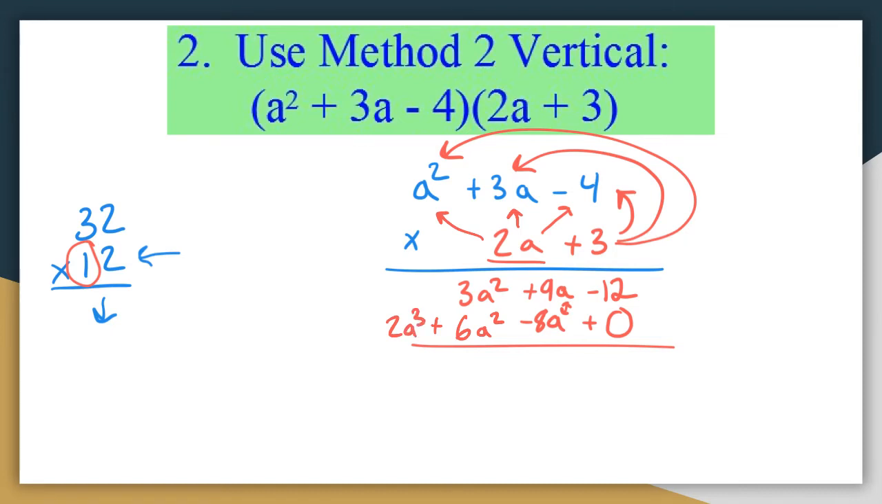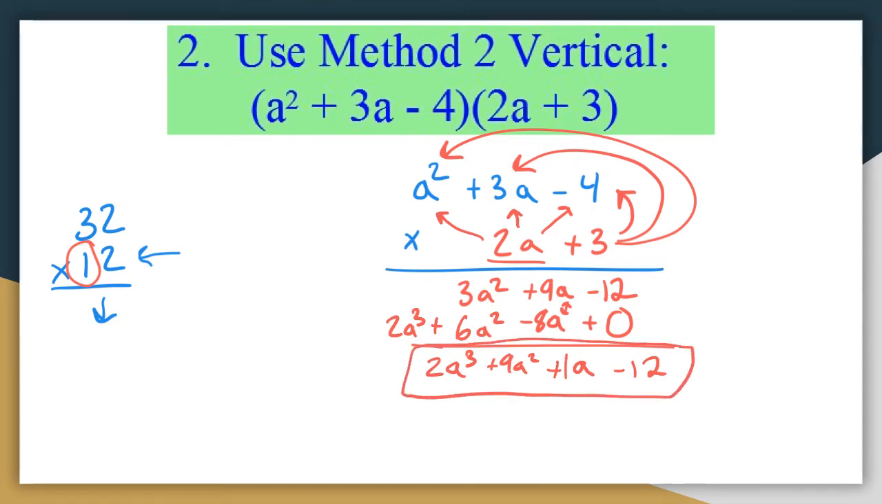Now, my last step, I can combine all those like terms. Negative 12 and 0 is just negative 12. 8a and negative 8a, that's just positive a, or positive 1a, if you'd like. 3a squared plus 6a squared is 9a squared, and 2a cubed has nothing to combine. And so here we have this multiplied polynomial. That's the vertical method. Some students might prefer the vertical method. Others might look to something else.